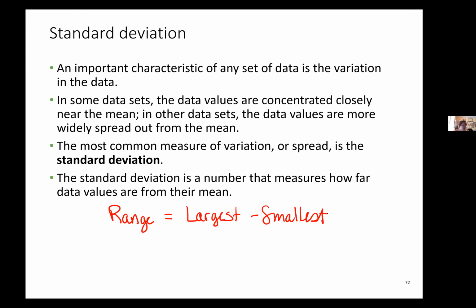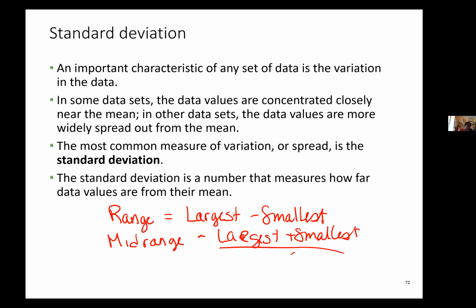Another measure of your data is called the mid-range. And that one, you take the largest and the smallest, you add them up, and then divide that by 2.